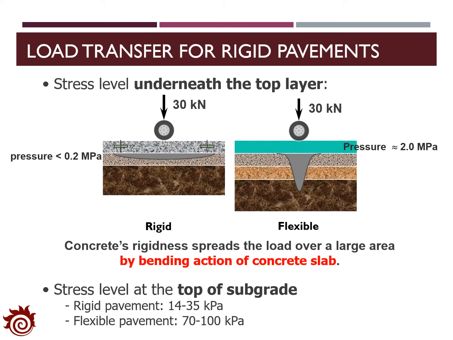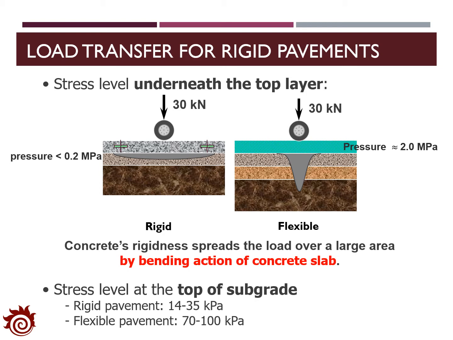Another important factor we have to consider about the rigid pavement is the load transfer from top to bottom. The two figures here verify the stress distribution underneath the top layers for flexible and rigid pavements. In these two figures, you can find that the stress distribution under flexible pavement is more concentrated and the value is much higher. It will actually form a deflection bowl on the surface.